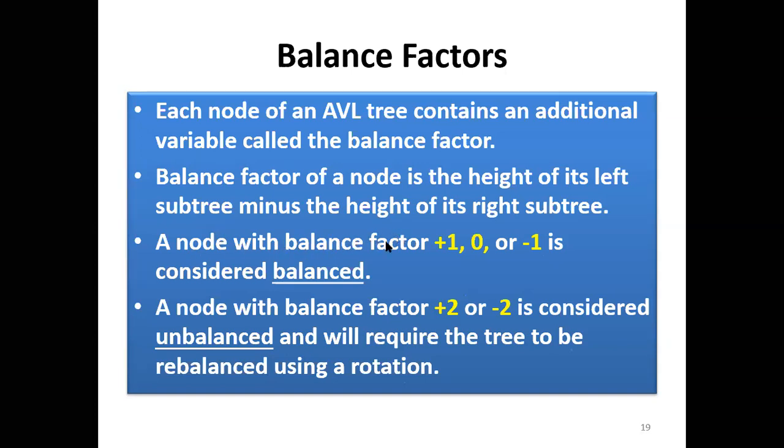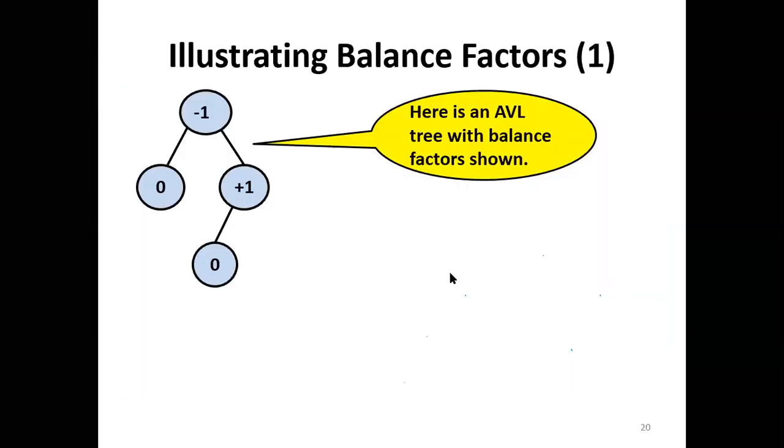For any node to be balanced, the difference between the left and the right subtrees must be either +1, 0, or -1. In a case where that node has a balance factor of +2 or -2, that node is considered unbalanced and it needs to be rebalanced. With examples, you can understand better what we are explaining here. So let's have this as an example.